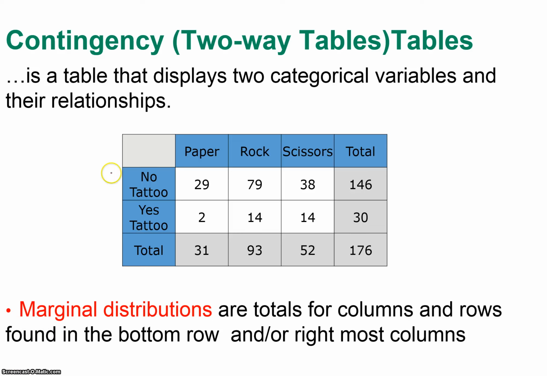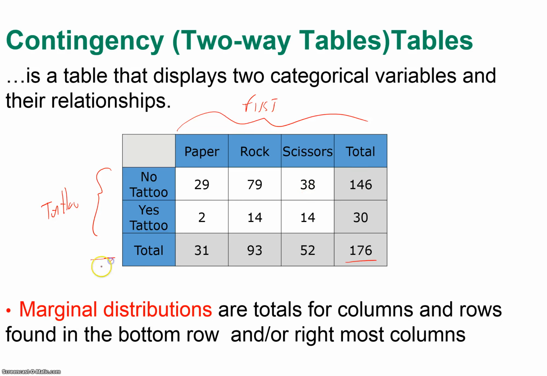This was a survey that I had done during the semester, and two of the questions that I asked folks were whether or not you have a tattoo, and if you were to play rock, paper, scissors, what would you throw for your very first throw? I asked 176 people. And you can see on the table here how people answered the question.